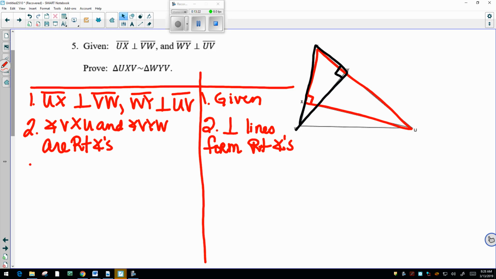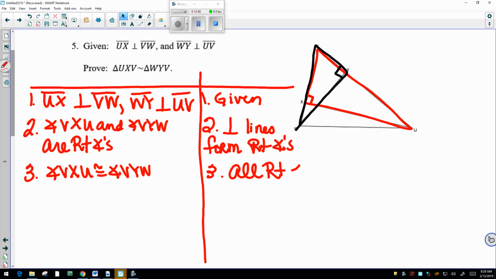Okay, and in our triangle proofs, we would always say, well, once I know I have right angles, I know that they're congruent. We are always looking for congruent statements. So I'm going to say, okay, angle VXU is congruent to angle VYW. You can say here because all right angles are congruent. So from just our given, keep in mind, we had three ways to prove triangles similar: either angle, angle, side, angle, side, or side, side, side. And these were all saying that they were similar triangles, right?